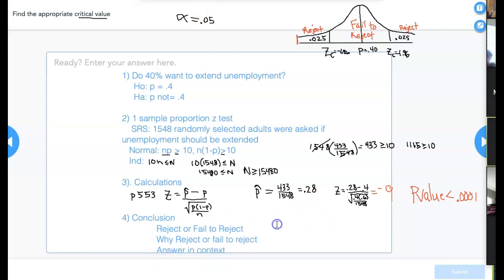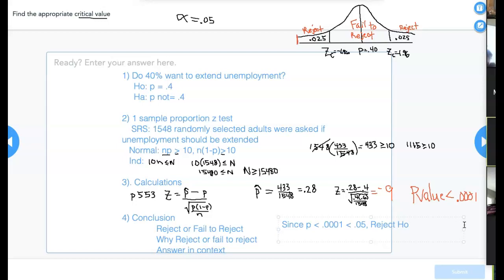There's many ways to write your conclusion, but here's a conclusion for this problem. In this problem, the p-value, since p is less than 0.001, which is less than 0.05, do we reject or fail to reject? In this problem, we're going to reject H0. So I answered the first two parts of the conclusion with that statement right there. Then we're going to answer the question.